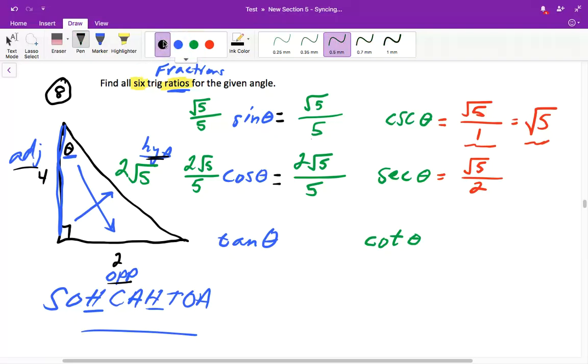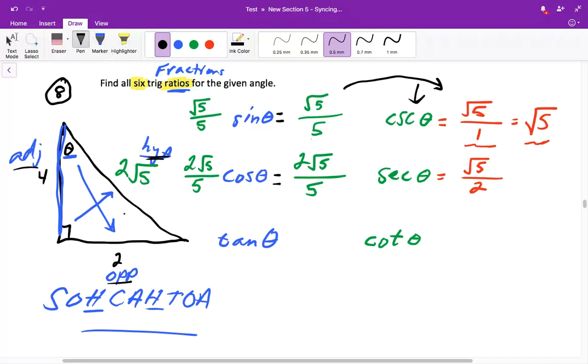All right, and like I was saying, when you have a radical in your denominator, if your calculator doesn't do this for you, or if you're just doing this by yourself, which I would prefer, take your reciprocal before you rationalize. Otherwise, you will have to rationalize again for your reciprocal ratios.